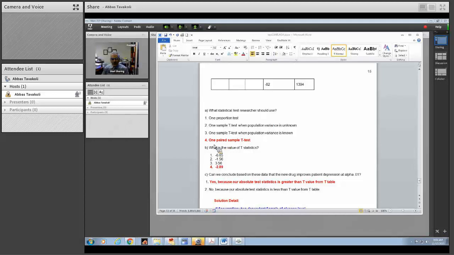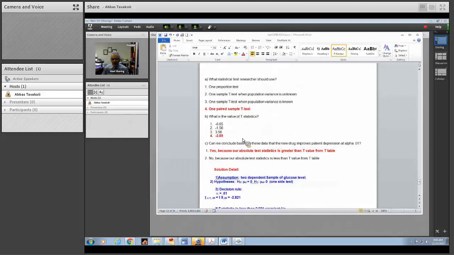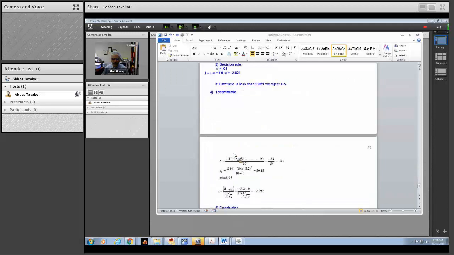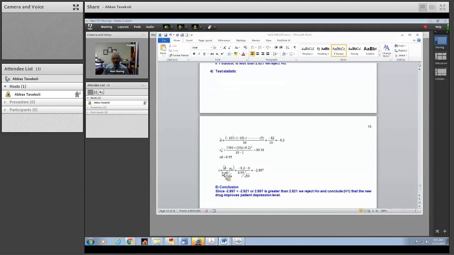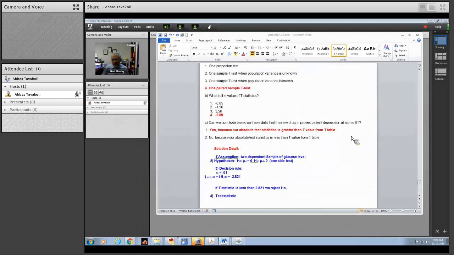Because these are dependent, you use 1 sample t-test. I asked you to calculate the t-test. You're using the d bar, and first calculate d bar, which is adding up. You have negative 82 divided by 10, you get negative 8.2. You calculate the sample standard deviation, where the variance is 80.18. A square root of that gives you 8.98. Then you use the 1 sample t-test, replacing in the formula, you get negative 2.897. So here we are, so that is the correct answer.